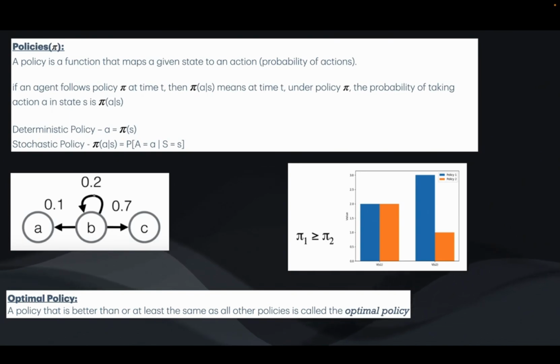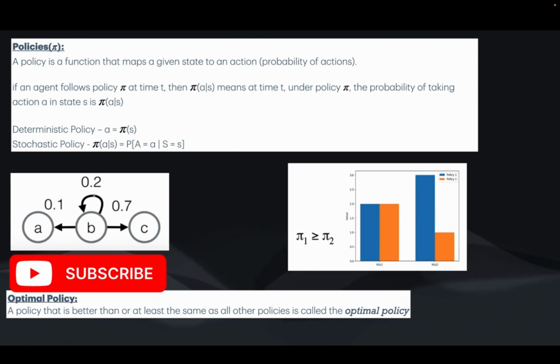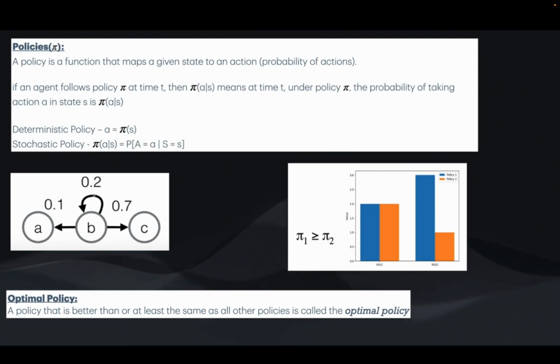Here you can see that policy 1 performs better compared to policy 2. In state s1, both policies give the same value function, but for s2, policy 1 gives better rewards, or a better value function. With this criterion, we can say that pi 1 is greater than or equal to pi 2. So if you want to pick a policy for this particular environment, we will always pick pi 1.